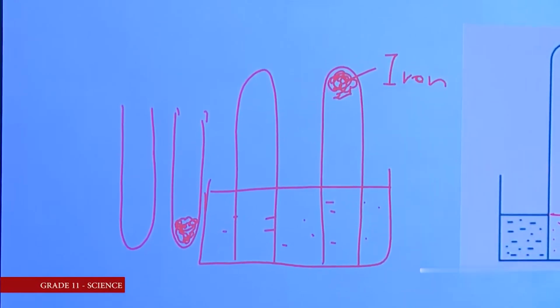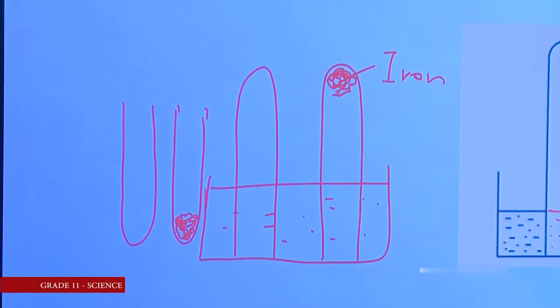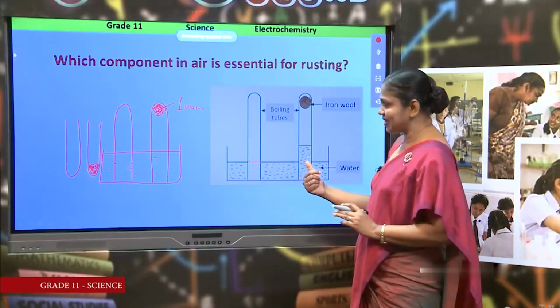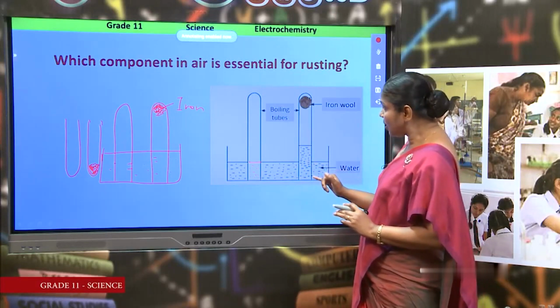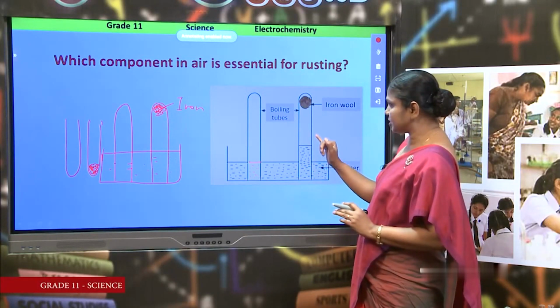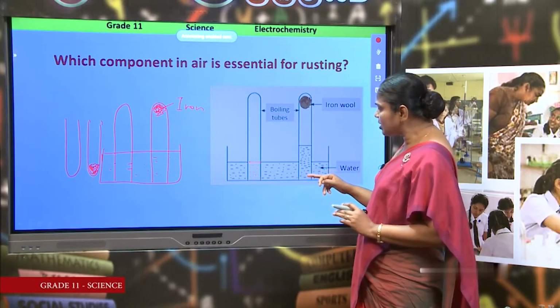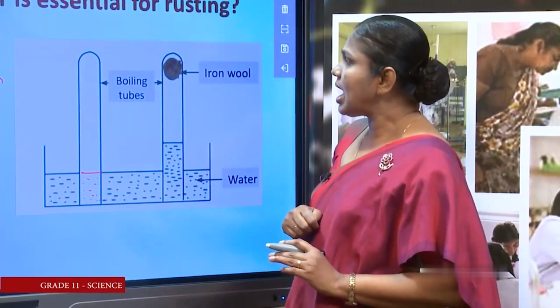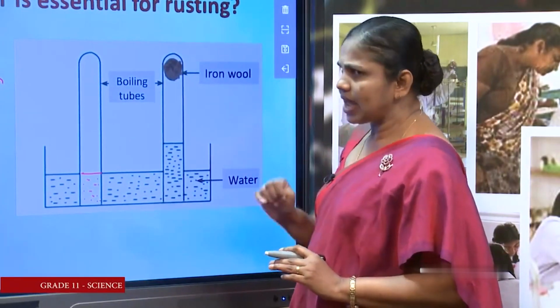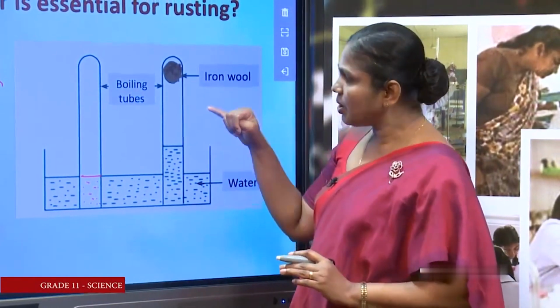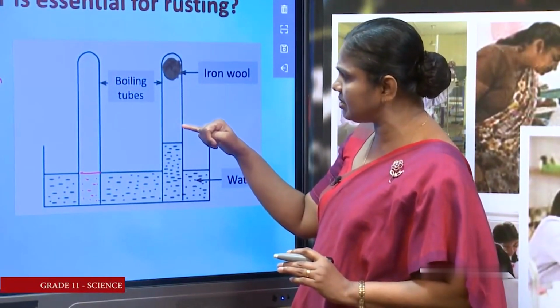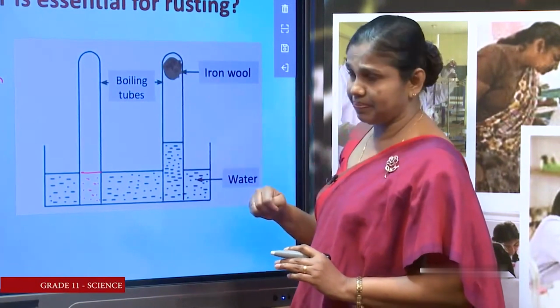After arranging this setup, you have to keep it for a few days, 2 or 3 days. Then what can you observe? You can observe that only in this particular test tube with iron wool, water has gone up. The iron wool has also rusted. That means for rusting, one component of air, a certain gas component in this tube, has been used.